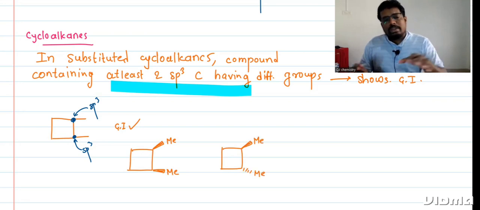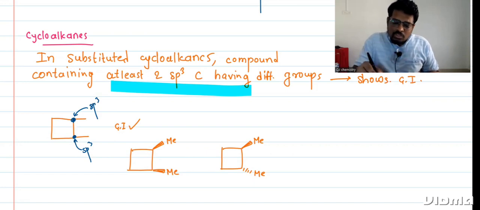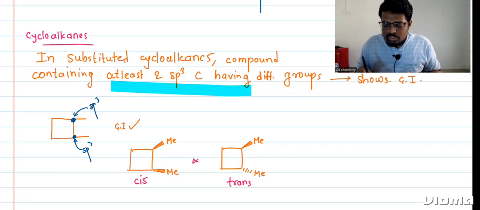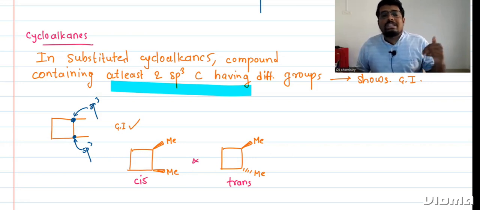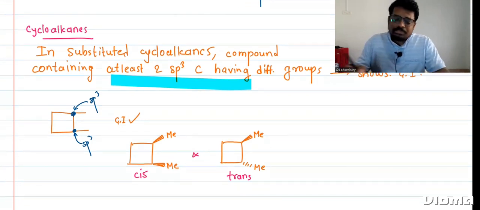Okay, two examples are possible for this system: 1,2-dimethyl cyclobutane. So the first compound, where two methyl groups lie above the plane, is known as what? It is known as cis. And in the second compound, one methyl group is above the plane and the second methyl group is below the plane. Such a type of system is known as what? Trans system, right? So we have cis and trans systems for 1,2-dimethyl cyclobutane, right? Yes.